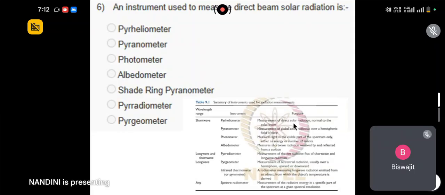Meter is basically direct solar radiation. Pyrheliometer, Pyranometer. Photometer anyway you can connect it. Photometer basically is visible only, so that is easy. Photometer will basically measure the visible part of the spectrum. Albedometer, as you know, measures radiation received and reflected from a surface.